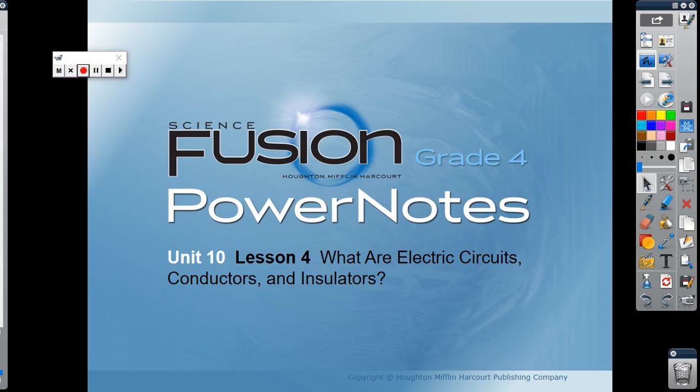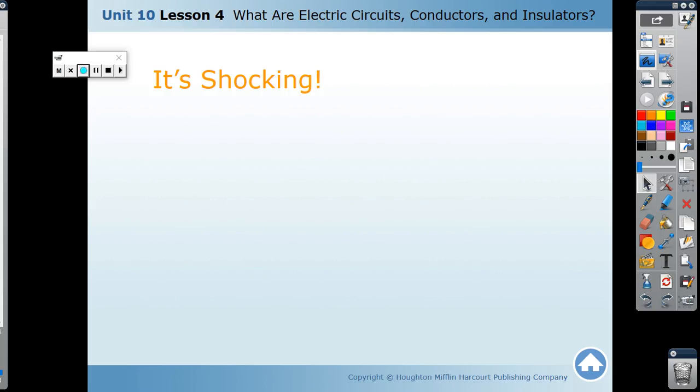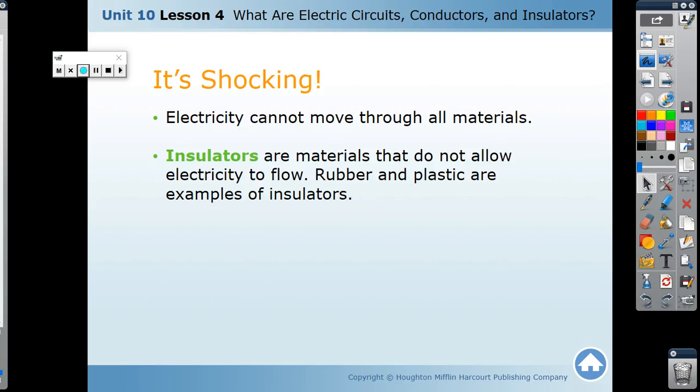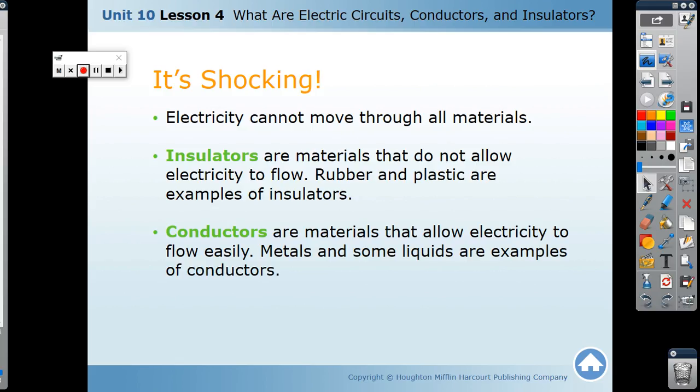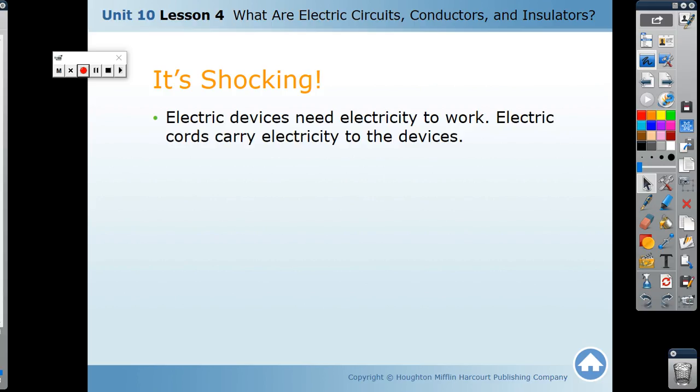Hey everyone, this is lesson 4 in Unit 10, called What are electric circuits, conductors, and insulators? It's shocking, on page 502. Electricity cannot move through all materials. Insulators are materials that do not allow electricity to flow. Rubber and plastic are examples of insulators. Conductors are materials that allow electricity to flow easily. Metals and some liquids are examples of conductors.